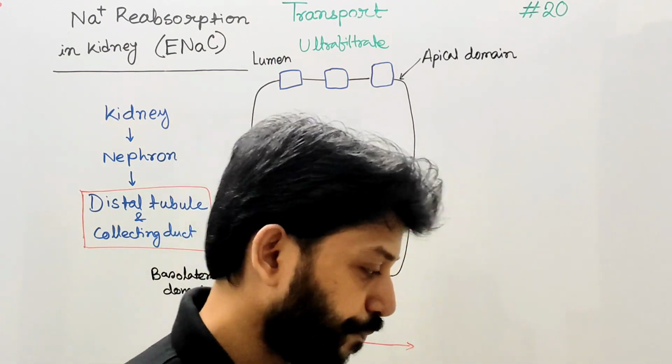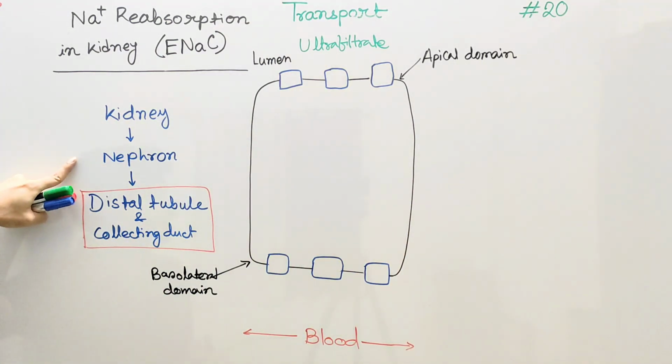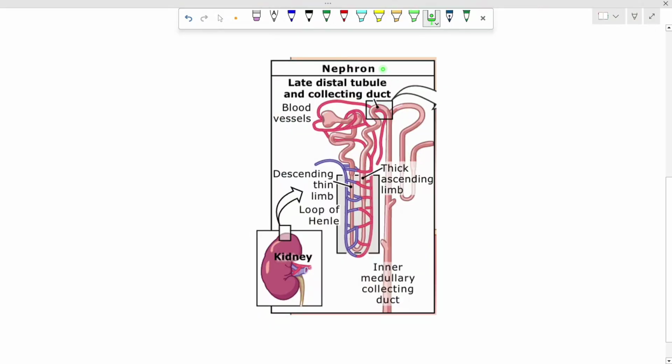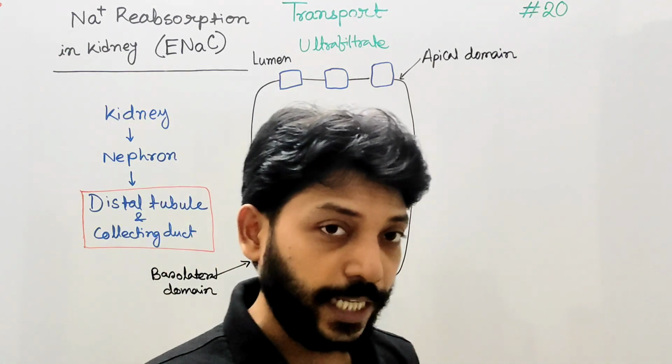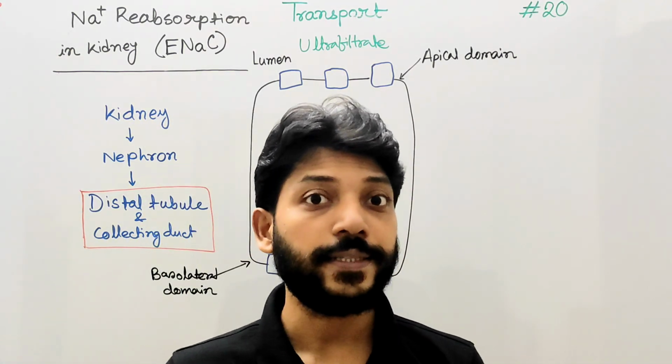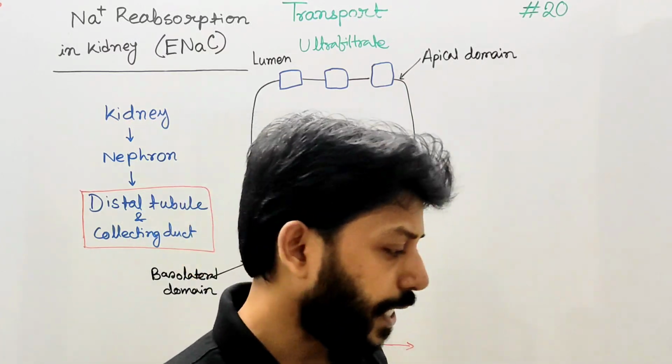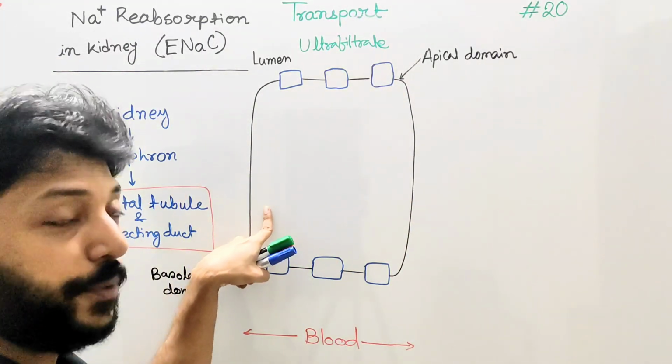Now in the kidney there is the nephron, and in the nephron there are structures called the distal tubule and collecting duct. As you can see, this is the structure of the nephron, and here is the distal tubule and this is the collecting duct. And in these two structures, epithelial cells are present that help in the reabsorption. As you can see, this is one example of epithelial cells.